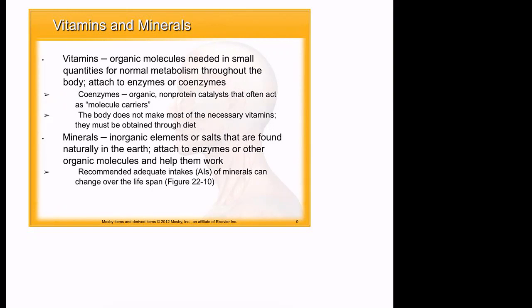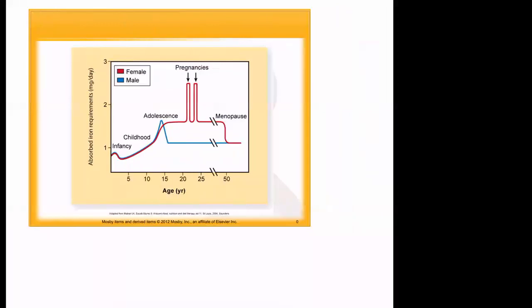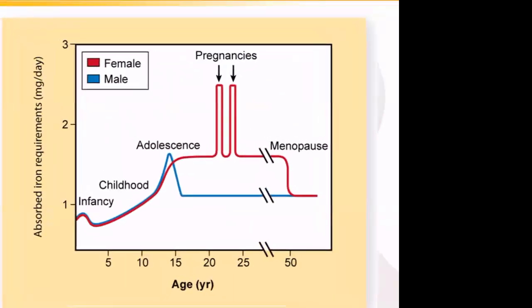And minerals, as I said before, you're probably familiar with some of these, found naturally in the earth, like iron. And in fact, look at this chart. Kind of demonstrating the changes in the need of iron over a lifetime. The blue line represents males. The red line represents females. You can see everybody starts out kind of the same. And then they go into their early teen years, and you see this spike. But then women have this higher continued need for iron.